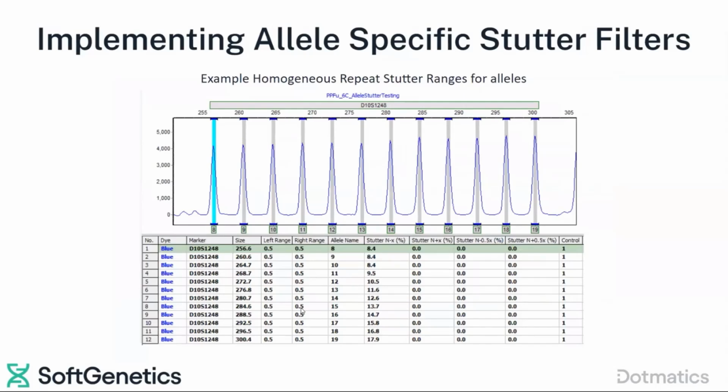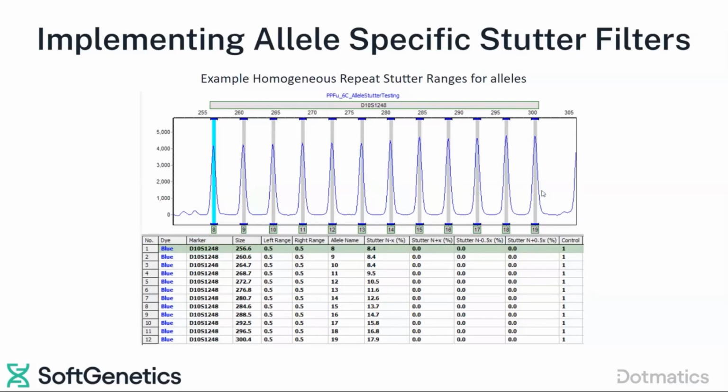So implementing this as an example in GeneMarker HID, this is the homogeneous repeat example. Taking the tables from their calculations, 8, 9, and 10 were at 8.4, 11 was at 9.5, 12, and so it increased as we got larger. So a nice linear stutter pattern. There was not significant plus stutter or -2 base pair stutter or +2 base pair stutter.